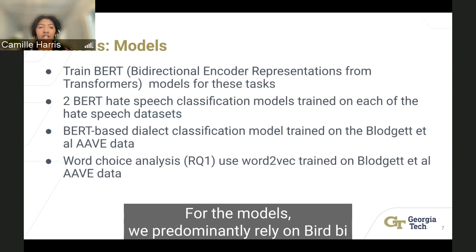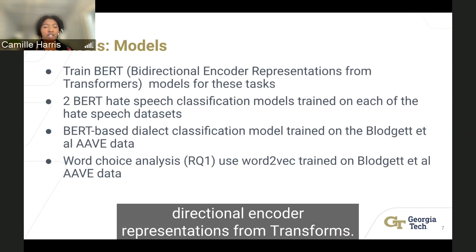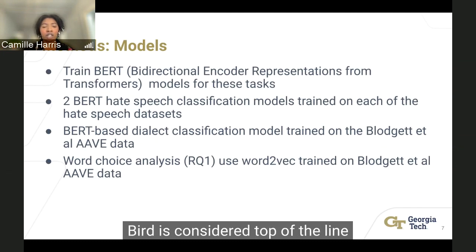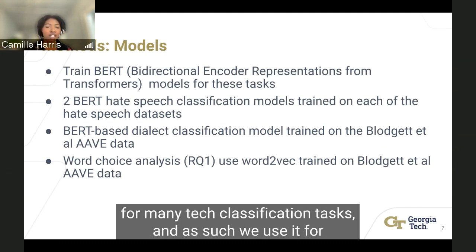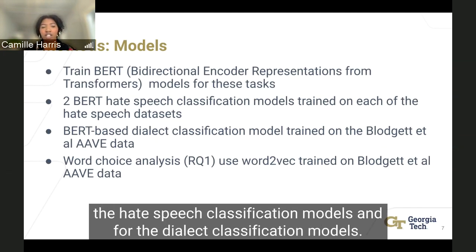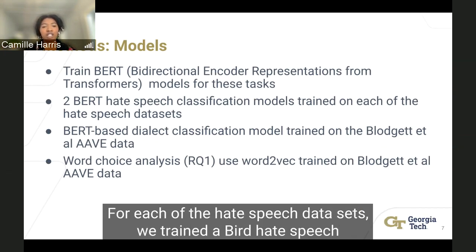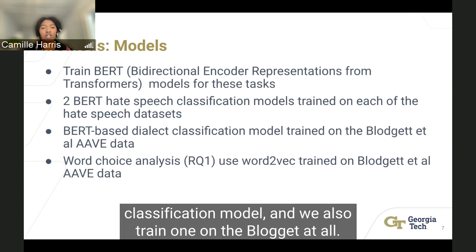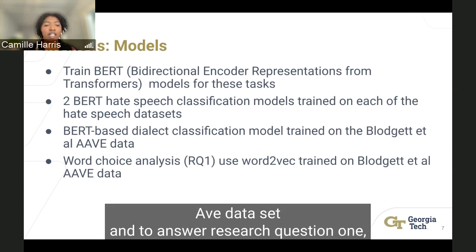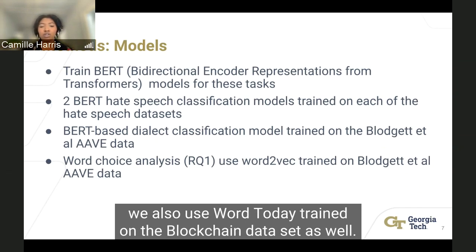For the models, we predominantly rely on BERT, Bidirectional Encoder Representations from Transformers. BERT is considered top of the line for many text classification tasks, and as such, we use it for the hate speech classification models and for the dialect classification models. For each of the hate speech data sets, we trained a BERT hate speech classification model, and we also trained one on the Blodgett et al. AAE data set. And to answer research question 1, we also use Word2Vec trained on the Blodgett data set as well.